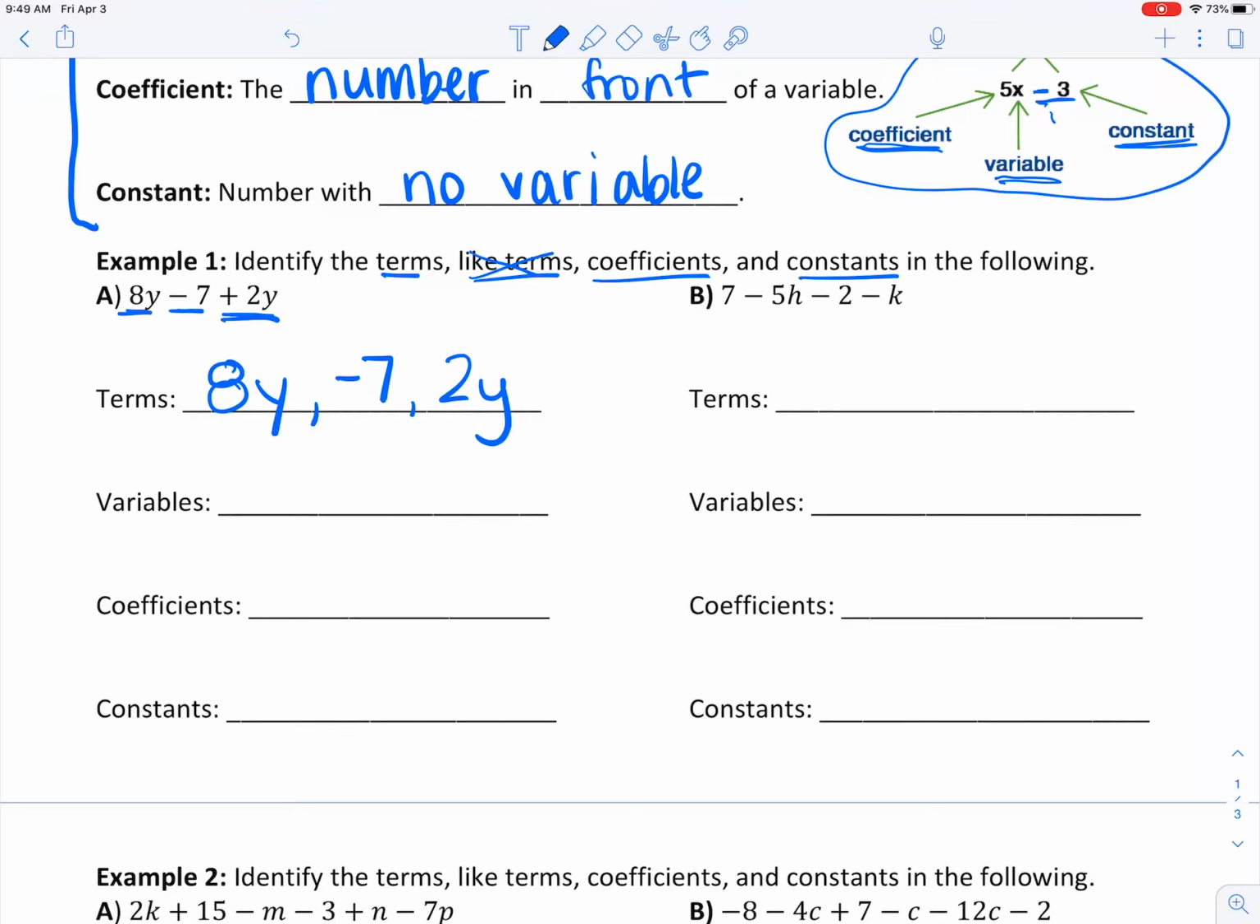Okay, now the variables. What variables, also known as what letters, do you see in this one? Well, the only letter I see is a y. So I'm going to write down a y.